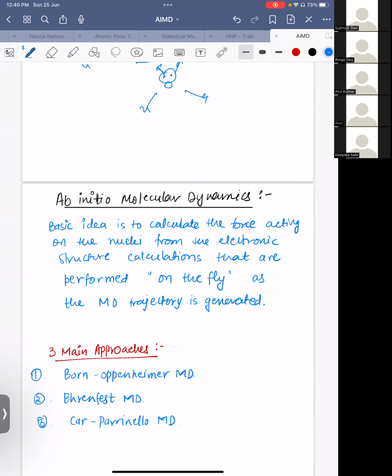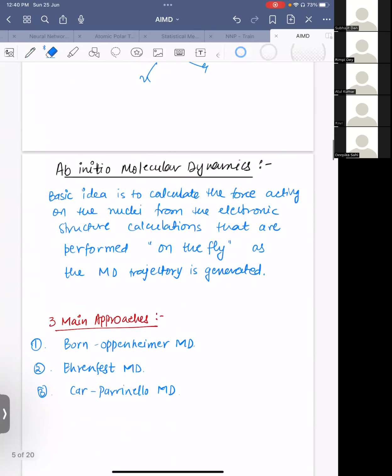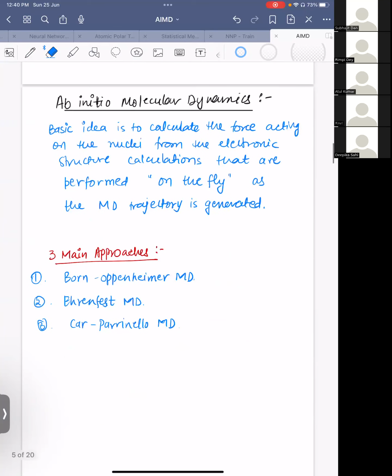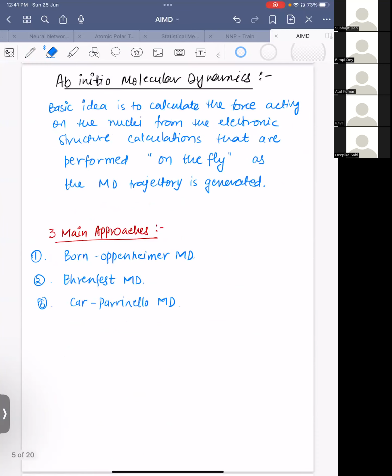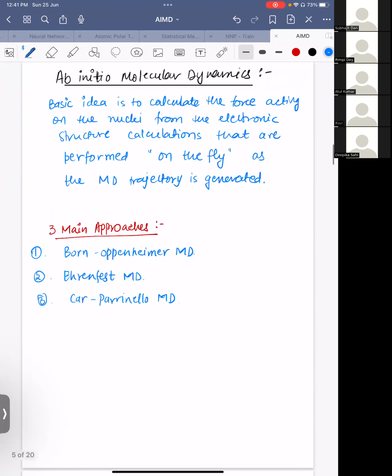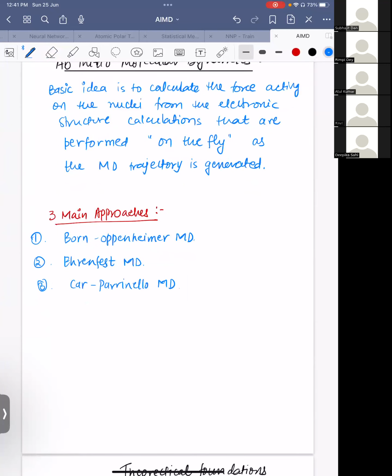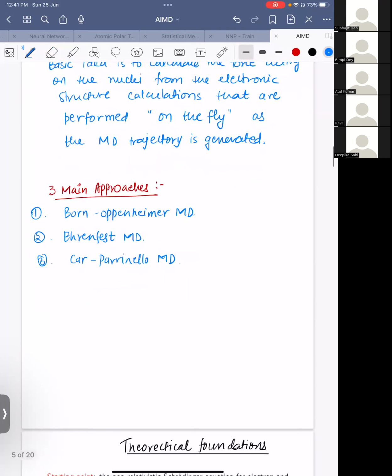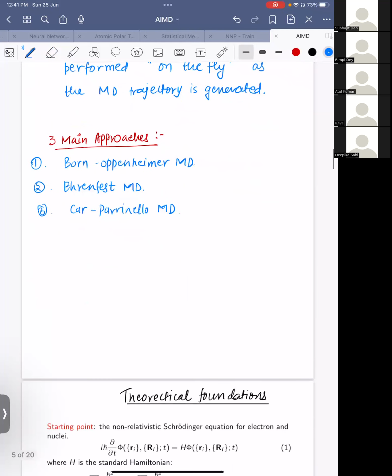The basic idea of ab initio molecular dynamics simulation is that we propagate our nuclei classically, and then we calculate the force acting on the nuclei using an electronic structure method on the fly, meaning at each time step. In this talk, I will discuss all three approaches of this molecular dynamics and what the limitations and advantages of these approaches are. There are three approaches of AIMD simulation: Born-Oppenheimer molecular dynamics, Ehrenfest molecular dynamics, and Car-Parrinello molecular dynamics.